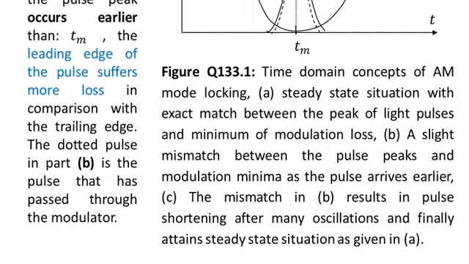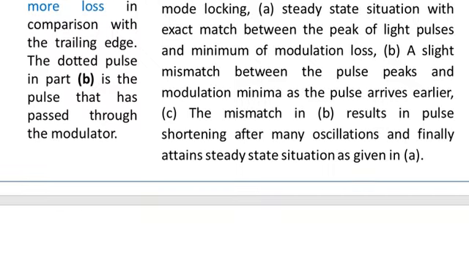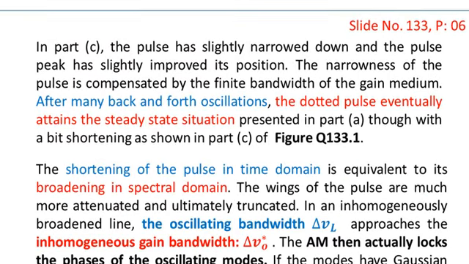So let me read again a part of this. That is, the pulse peak appears earlier than Tm. The leading edge of the pulse suffers more loss in comparison with the trailing edge. This is what I have explained. The dotted pulse in part B is the pulse that has passed through the modulator. So there is more discussion about figure B, and now I am going to discuss part C here.